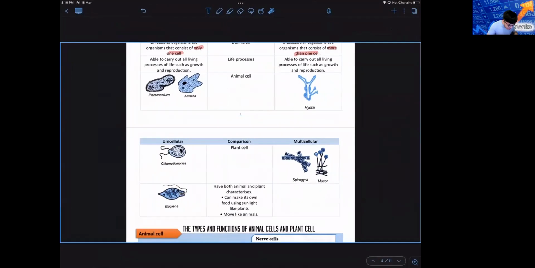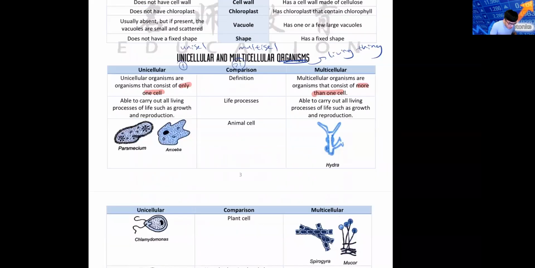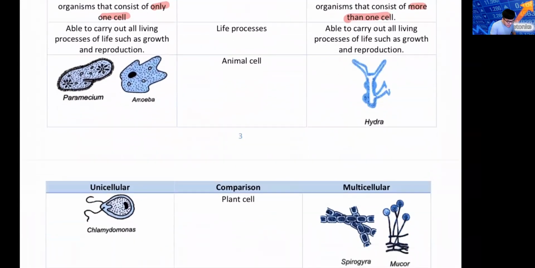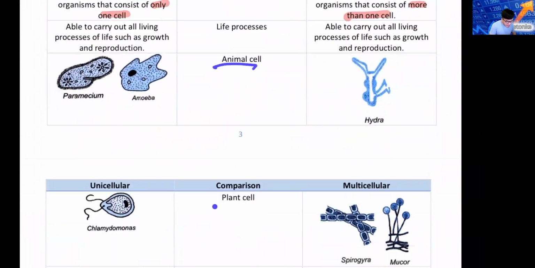So as you can see, we just put all kinds of names. Let's look at animals. Some unicellular organisms are animals. Some of them are plants. So let's look at these examples. You might say, sir, what is this paramecium?